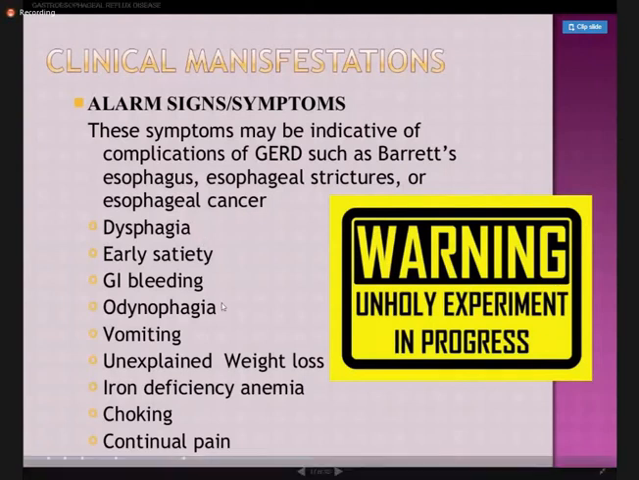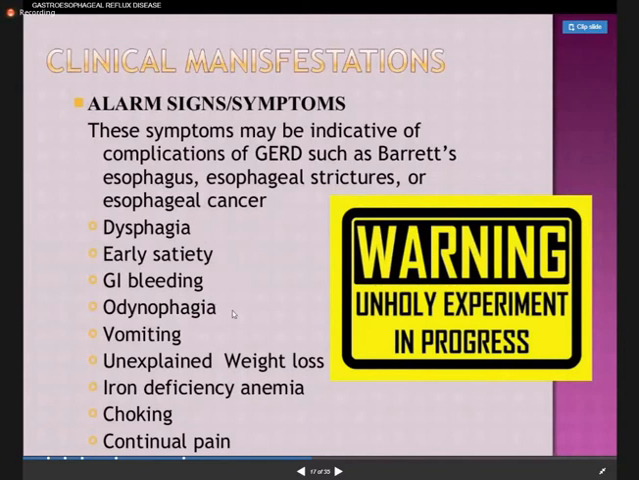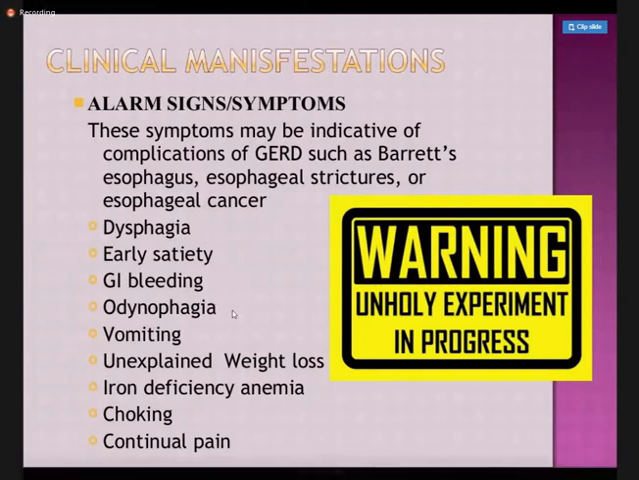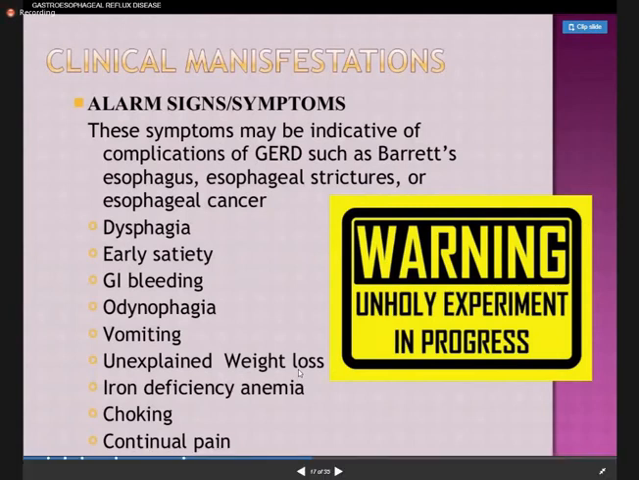Early satiety, GI bleeding, odynophagia. The difference between dysphagia and odynophagia: dysphagia is difficulty in swallowing, odynophagia is painful swallowing. Vomiting, unexplained weight loss, iron deficiency anemia, choking, and continual pain.